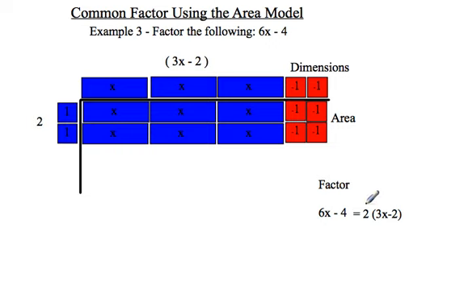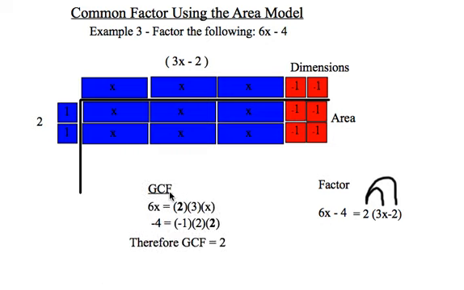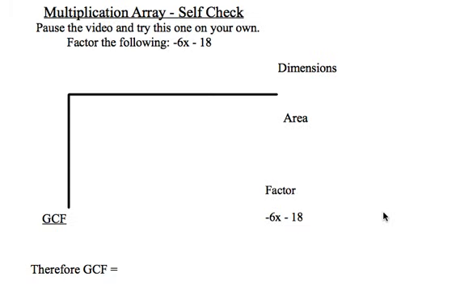If I check that with the distributive property, 2 times 3x is 6x, 2 times negative 2 is negative 4. Looks like I've got a match. And lastly, I'll check with the greatest common factor. Taking the two pieces and pulling them apart, I can see that I have a bolded 2 here in both lines. So the greatest common factor is 2. And once again, I'd like to point out that those unbolded terms here and here are what's left inside the bracket. So if you'd like to pause it for a moment here and try this self-check, I'd like to factor negative 6x minus 18, and then I'll post the solution.